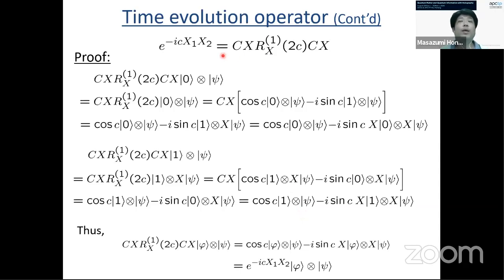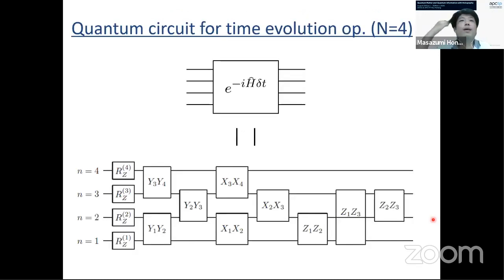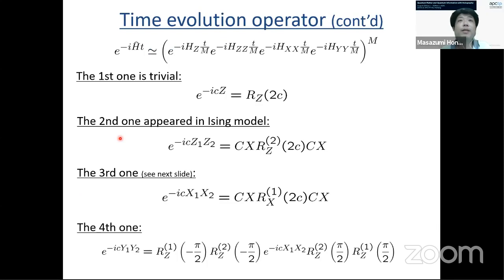Again, we can simply compute this explicitly. So let us consider the operation on 0 psi and 1 psi. And by explicitly computing this one, we can show that CX RX CX is the same as the XX interaction. So this is a proof. So now we have an explicit representation of each interaction by some elementary quantum gate operations.